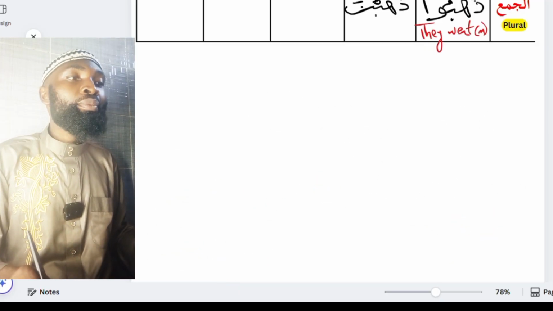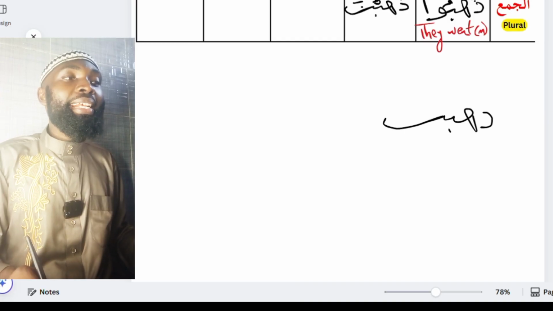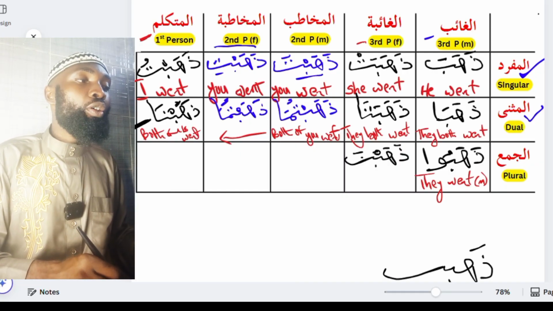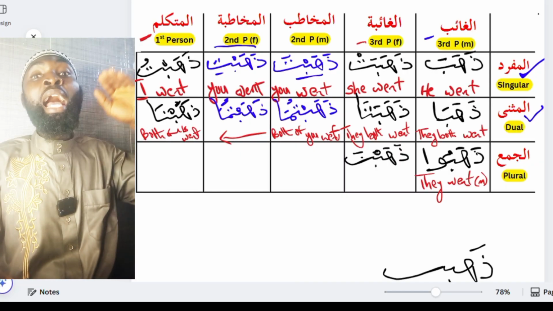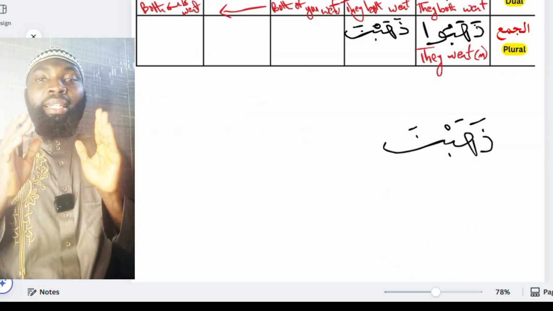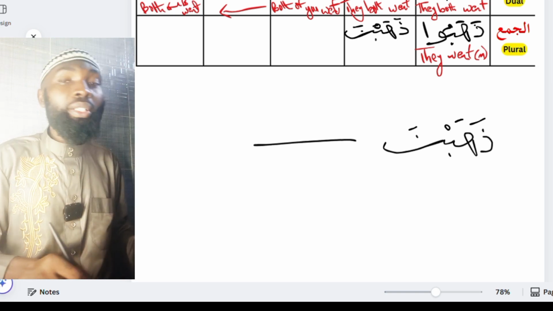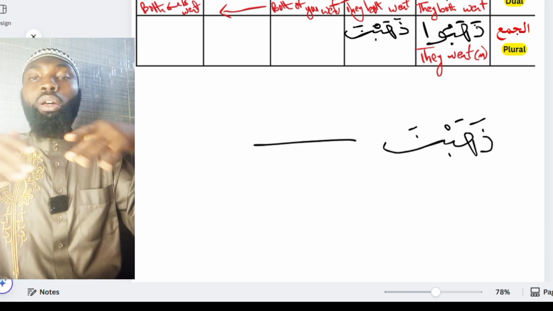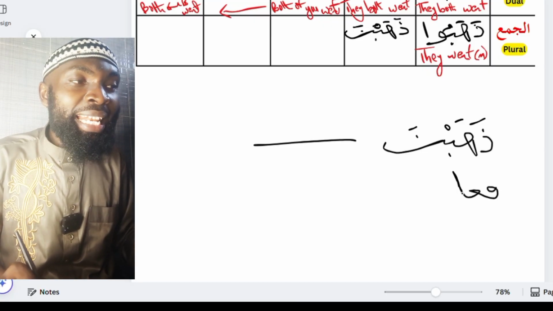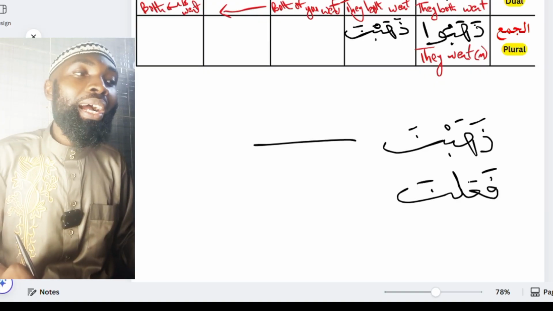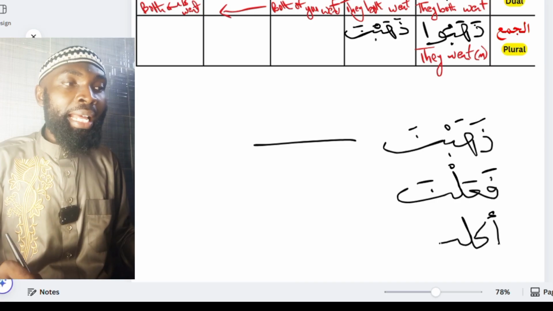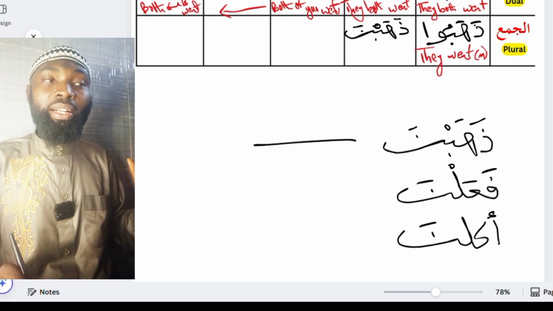So the word is dhahabna. This is different from the dhahabna that we had earlier, which means we went. But this time it is dhahabna with a short na, and it means they, the females, went. All of the girls, all of the women, they went. So if you want to say all of the women did, it will be fa'alna. The same thing, just add the na to it. If you want to say all of the women ate, you say akalna. They females, they ate. Is that not very easy?